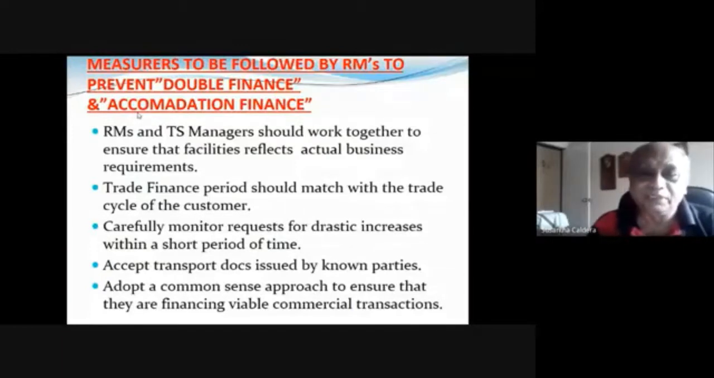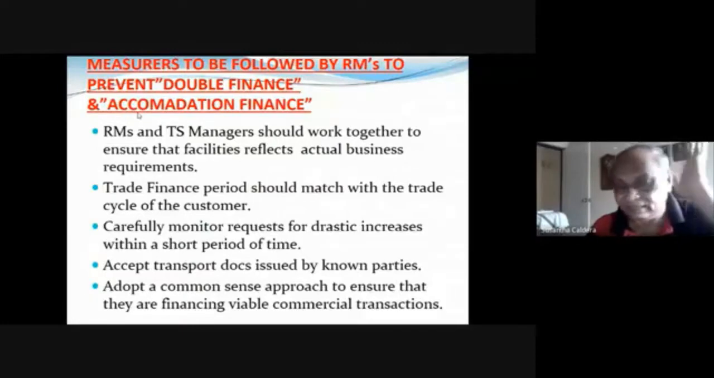Carefully monitor requests for drastic increases within a short period of time. Another very important thing for credit guys: if the customer comes to you every now and then asking for drastic increases within a short period of time, be careful with that, guys. He's trying to go up to something.